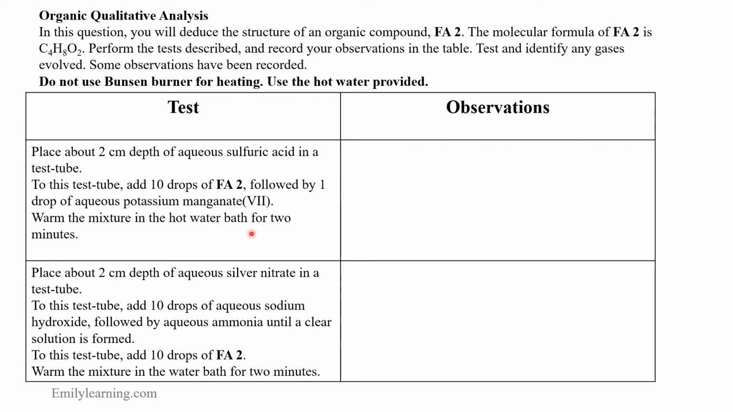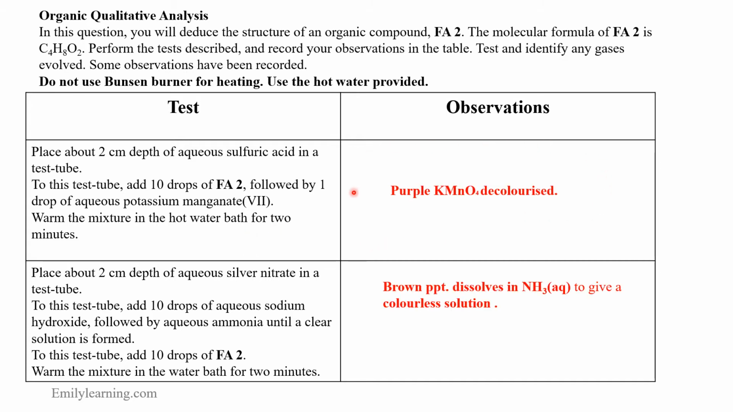All right. So pretend you have done the experiment and this is your observation. You have purple KMnO4 decolorized. So in other words, it is an indication that I do have a primary or secondary alcohol or a carbonyl group present. It is also possible to have an ester group.